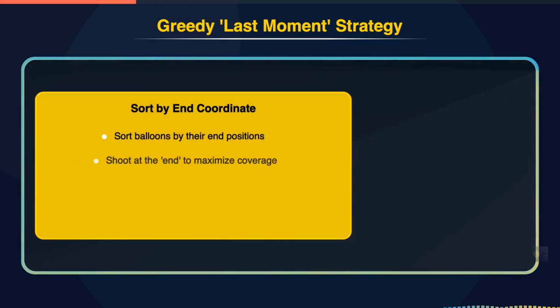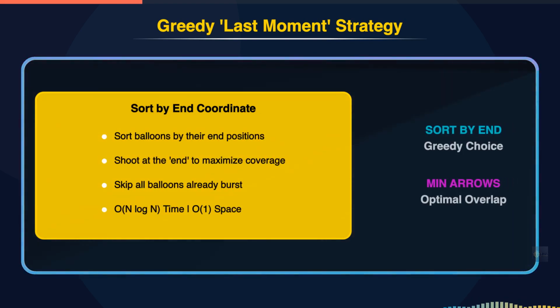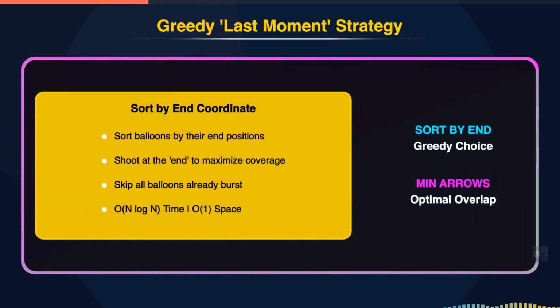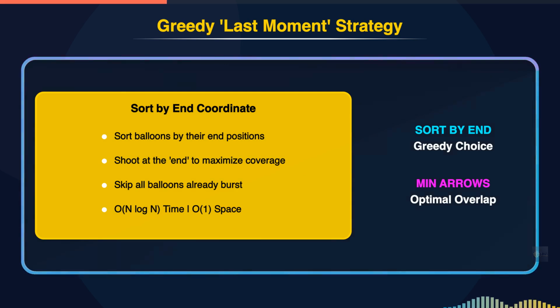For our strategy, we use a greedy approach. Think of it like this: to get the most bang for our buck with one arrow, we should wait until the very last possible moment to shoot. That moment is the end of a balloon. If we sort all balloons by their end coordinates, we can shoot an arrow at the end of the first balloon and see how many others it takes out along the way. Let's dive into the dry run.